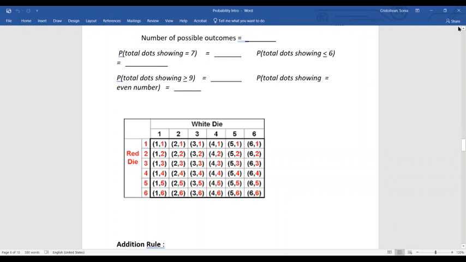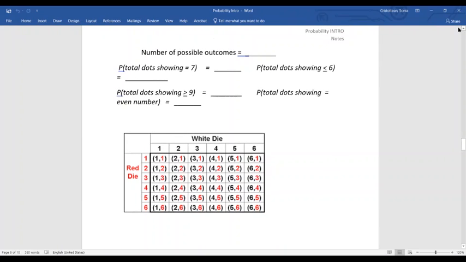So here is our first question. What is the total number of possible outcomes? We already saw that we have 36, right? 6 times 6, 36. What is the probability that the total dots show 7? So I'm looking at the sum of the numbers in a pair. So I see 7 right here and a 3 and a 4, right? I see 7 right here and I see 7 right here.